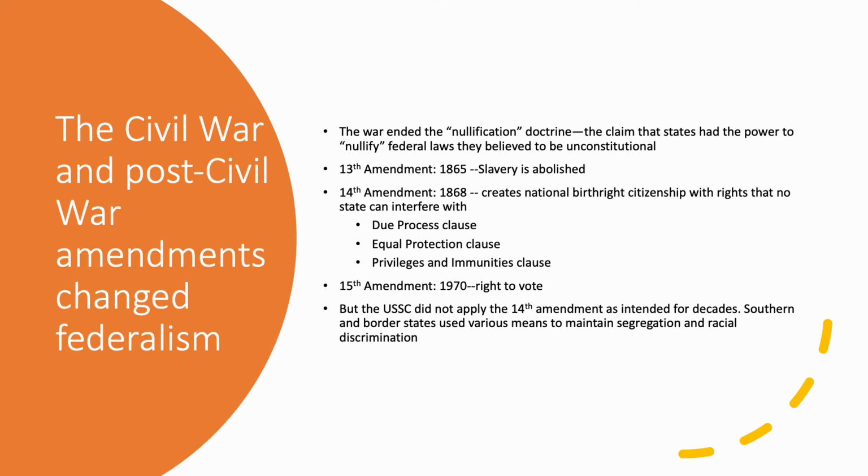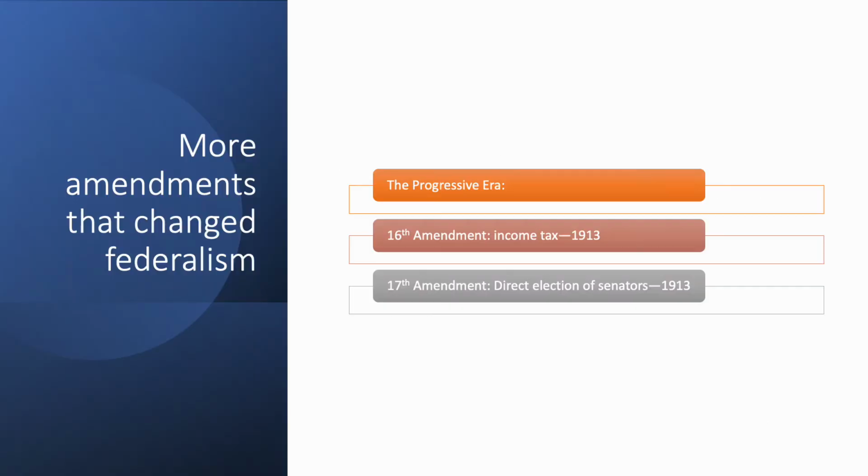No, they can't. The 13th Amendment abolished slavery. The 14th Amendment created national birthright citizenship, with rights that no state can interfere with: due process of law, equal protection of the law, privileges and immunities of citizenship. And the 15th Amendment guaranteed the right to vote. But it took a long time for the Supreme Court to admit what that really was, because southern states and border states tried to maintain, and they did in fact maintain, segregation and racial discrimination for a very long time, really up until the 1950s and even into the 60s, despite the clear language of the 14th Amendment.